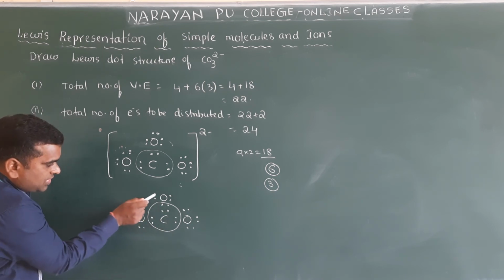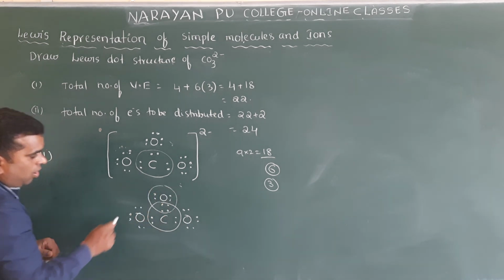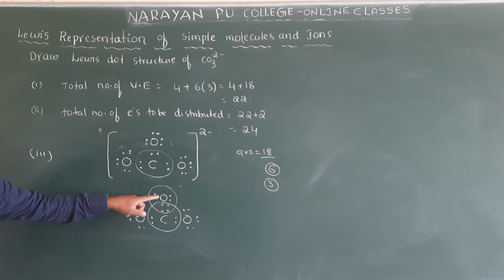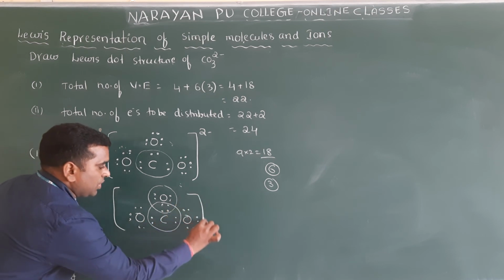This oxygen also, you see 1, 2, 3, 4. These electrons also belong to which one? Oxygen. So that's why both carbon and oxygen also attain the octet. So this is now the Lewis structure.